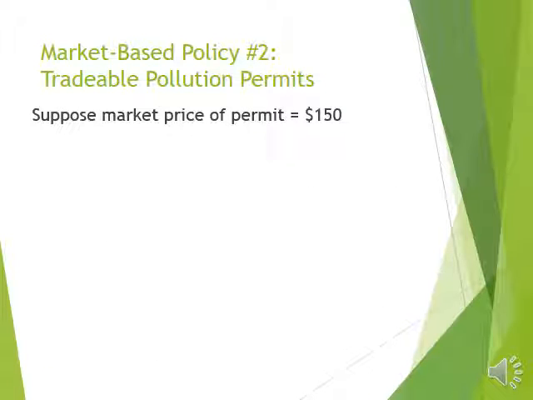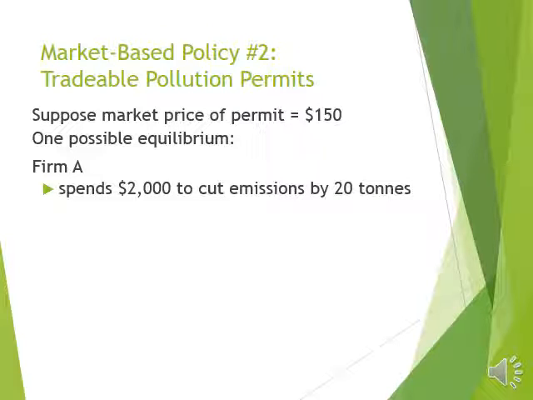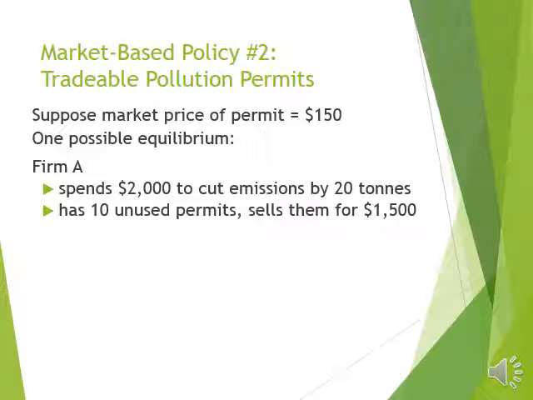Let's suppose the market price of a permit was $150. Now, one possible equilibrium, remember, Firm A could cut emissions at a cost of $100 for every tonne. It spends $2,000 and cuts emissions by 20 tonnes. That means it has 10 unused permits and sells them for $1,500. So the net cost for Firm A is $500.